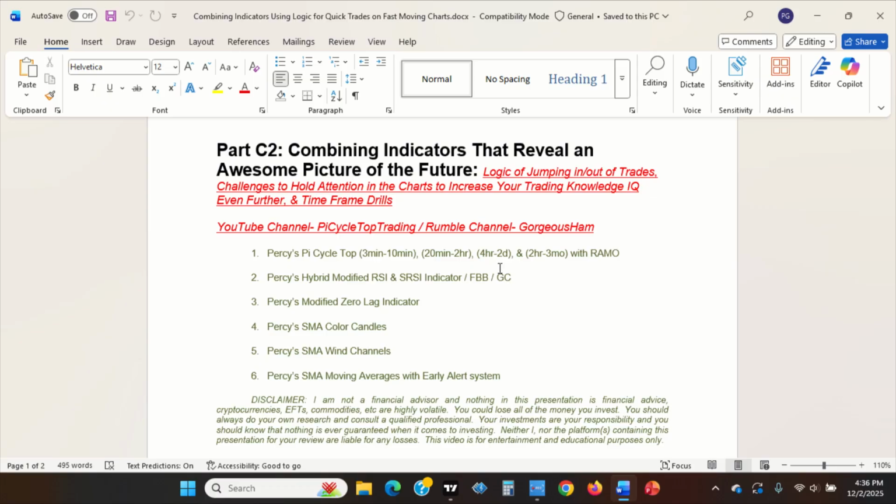The spread of an illness can place countries on lockdown, as the world experienced just a few years ago, and these are just a few examples that could set off markets to rapidly flip one way or another, unexpectedly and unpredictably, so nothing is a guarantee. Your captain, nor the platforms containing this presentation for your review, are liable for any losses. This video is strictly for entertainment and leaning heavily towards the educational side only. Stay objective and stay informed.